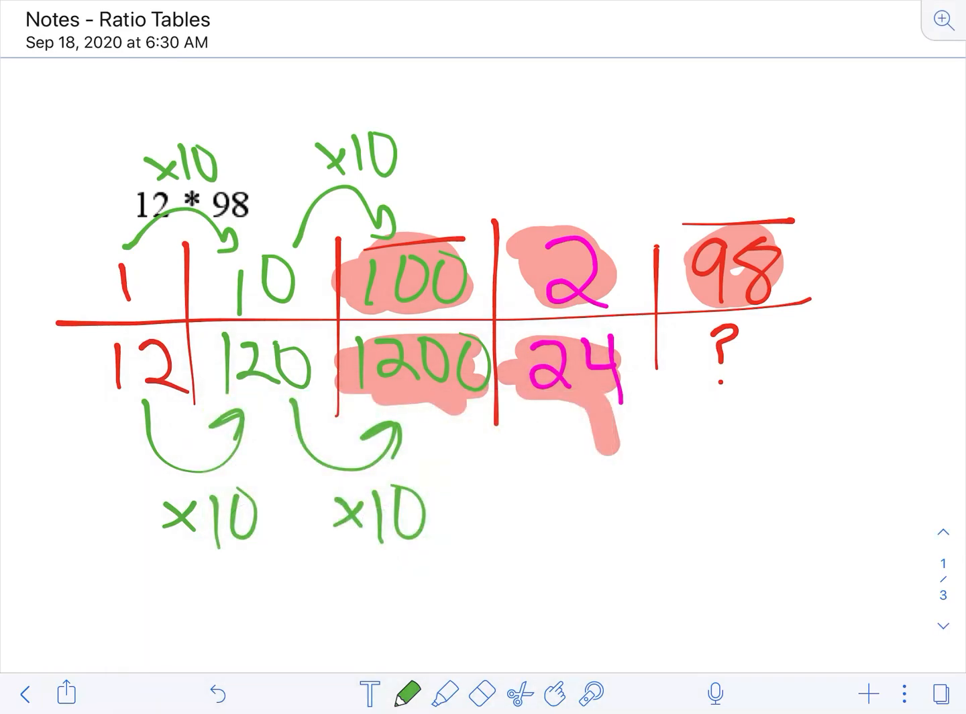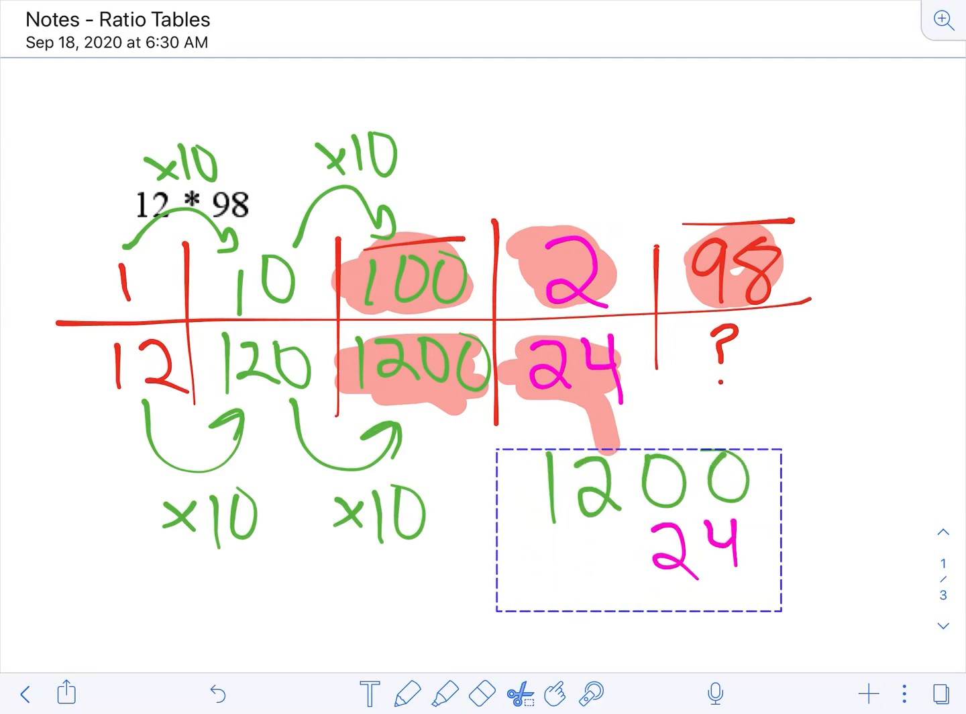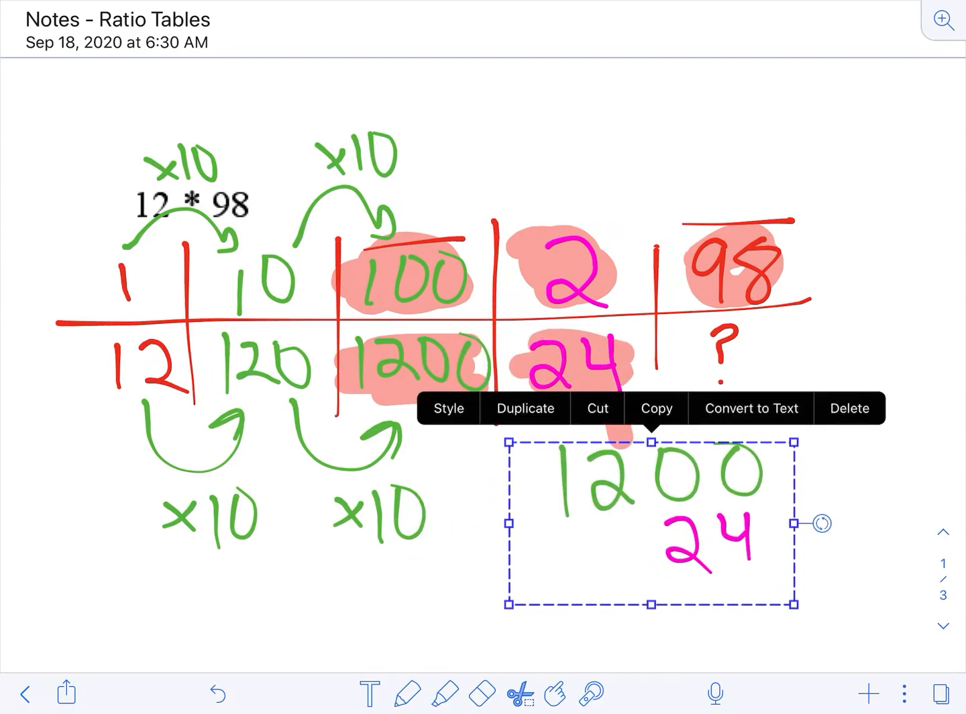So we are totally good with subtracting. 1200 minus 24. But yeah, I hate borrowing. I wish there was an easier way. Well, maybe there is. Let's see.